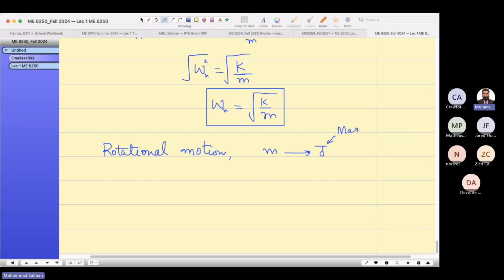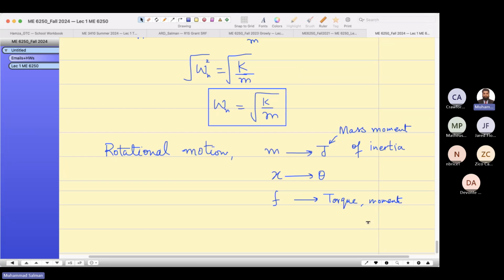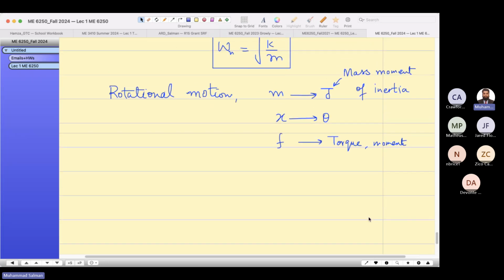We call it mass moment of inertia. M is replaced by J, x is replaced by theta, and the force is replaced by torque. I will say torque. Or the moments, they are both the same. Sometimes the books write moments or torques, so you should not get confused. Torque and moments, as I mentioned earlier, is the turning effect of a force, and that's why we want to turn any spring. So let me show you the shaft.